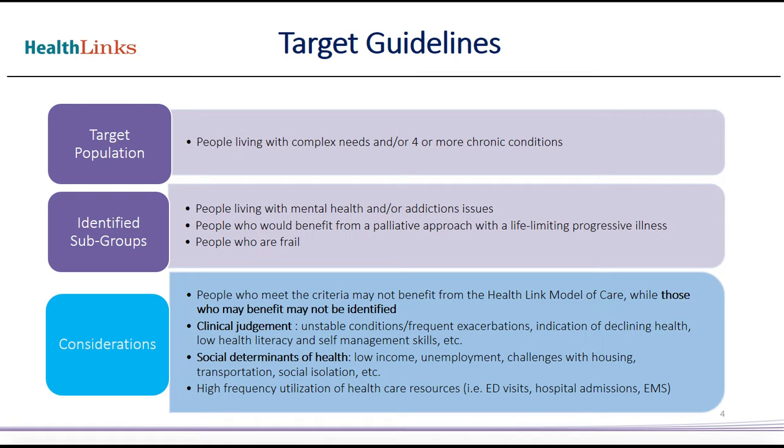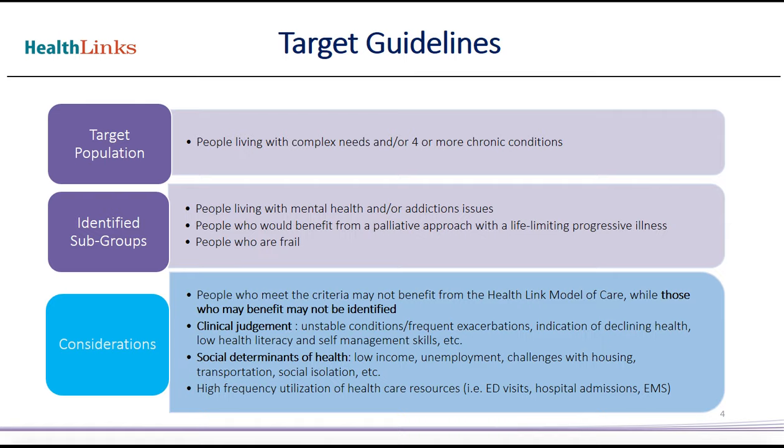One of the most important aspects is the considerations piece just at the bottom here. People who may meet the criteria may not necessarily benefit from the HealthLinks model of care, while those who may benefit may not necessarily be identified. Your clinical judgment may in some cases be better than any criteria. So if you feel that a person may benefit from a coordinated care approach, has multiple services attached, and for instance is at risk for declining health, they may benefit from this model.